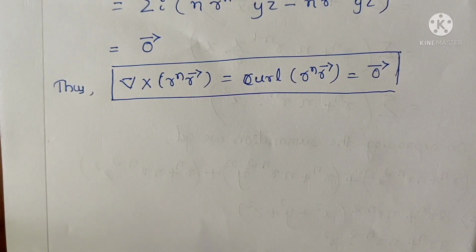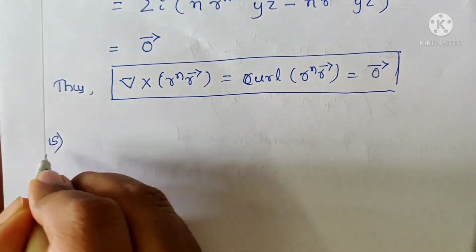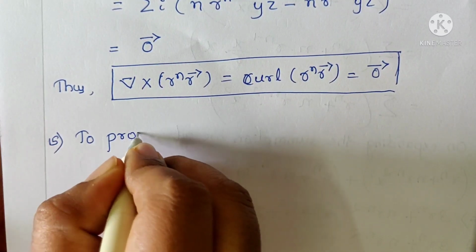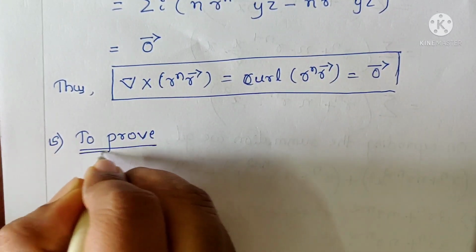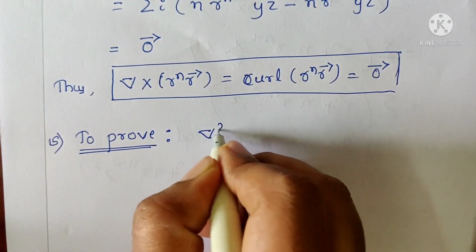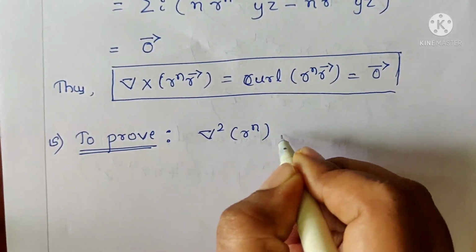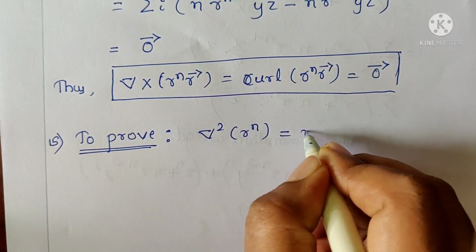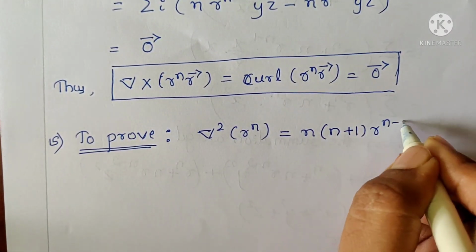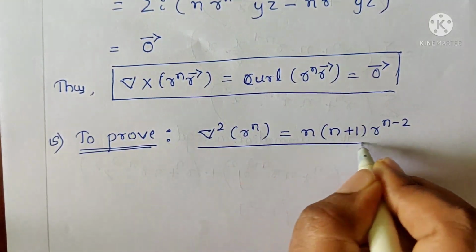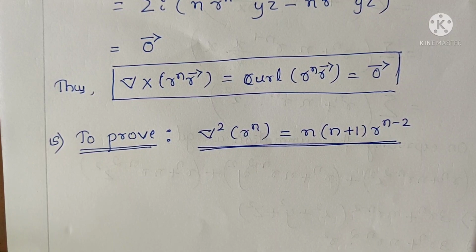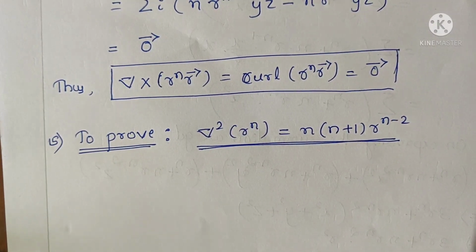Next, 15th. So to prove del square r raised to n is equal to n into n plus 1 r raised to n minus 2. This we need to prove. So del square r raised to n.